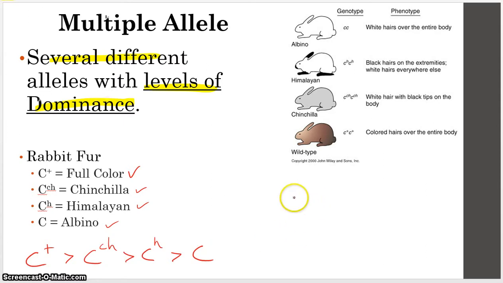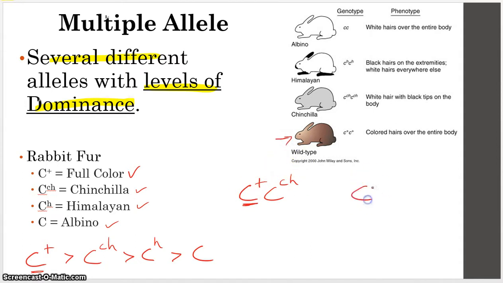Okay, so if we ended up with a rabbit that had the genotype C plus CCH, we're not going to blend these two together. This one is going to win because it is higher up on the hierarchy of dominance. So here the full color allele would win. We'd end up with this rabbit here.